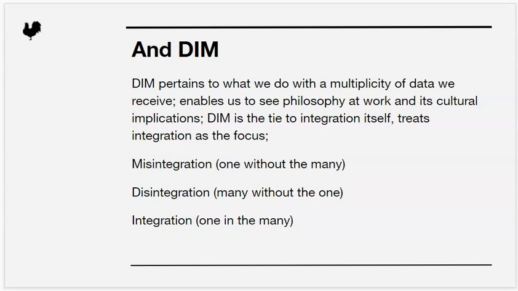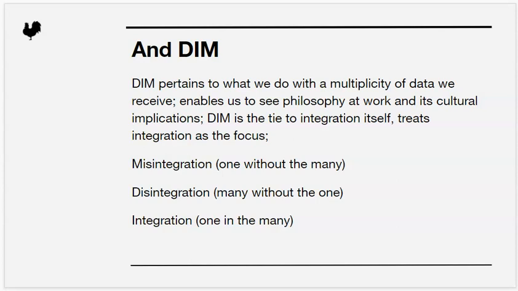DIM, I guess, is the tie to integration itself, and treats integration as the focus. So the trichotomy is misintegration, an integration, but a poor attempt at it. There is the concept without the percepts. There is the concept without the instances of that concept in reality. And again, an example of that would be Platonic forms. There's only one ideal triangle. Everything else that we see around us isn't really a triangle. It's just a vague shadow emanation of a triangle.